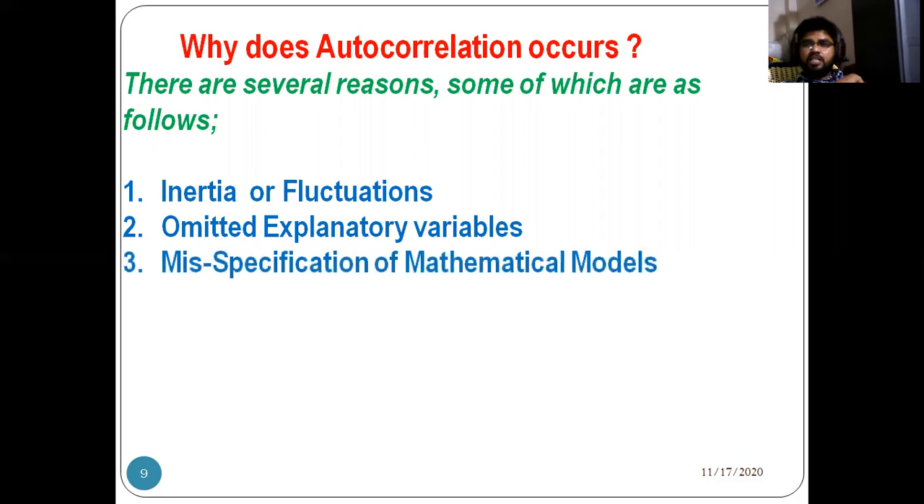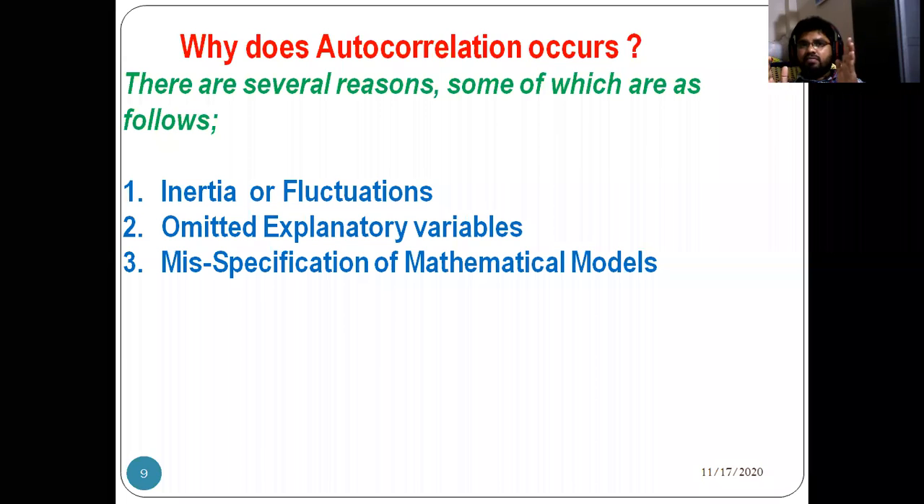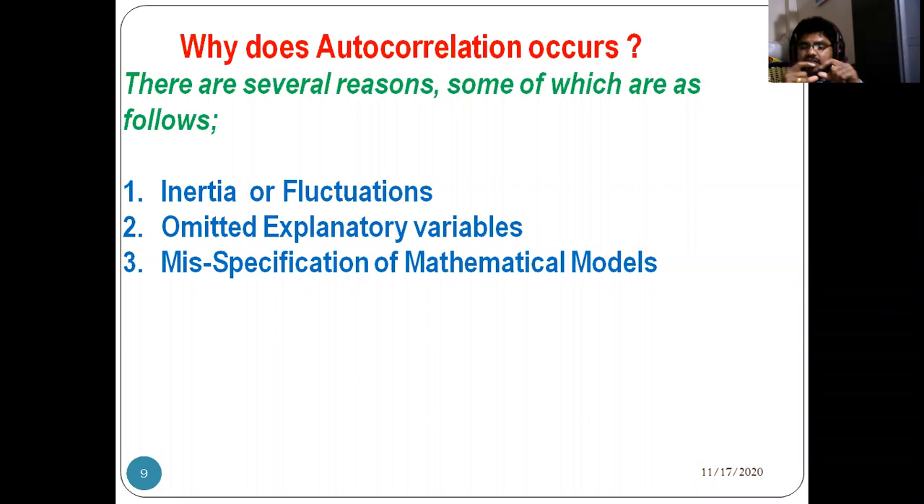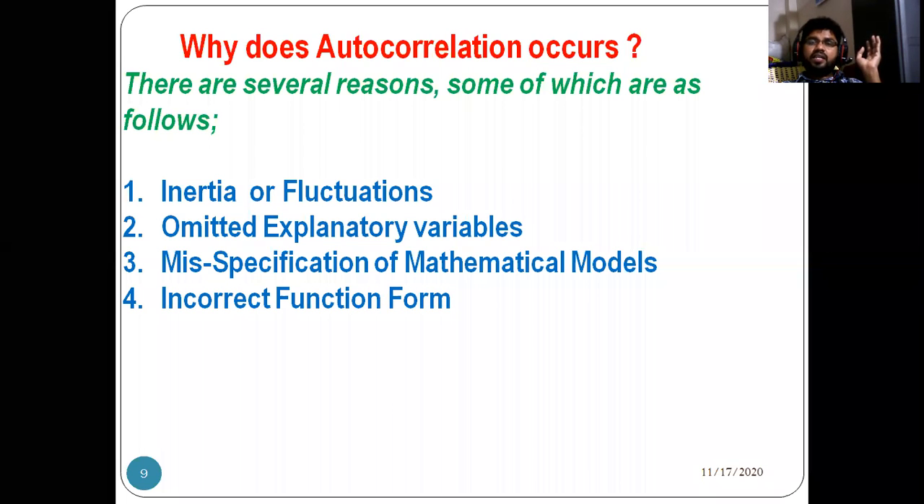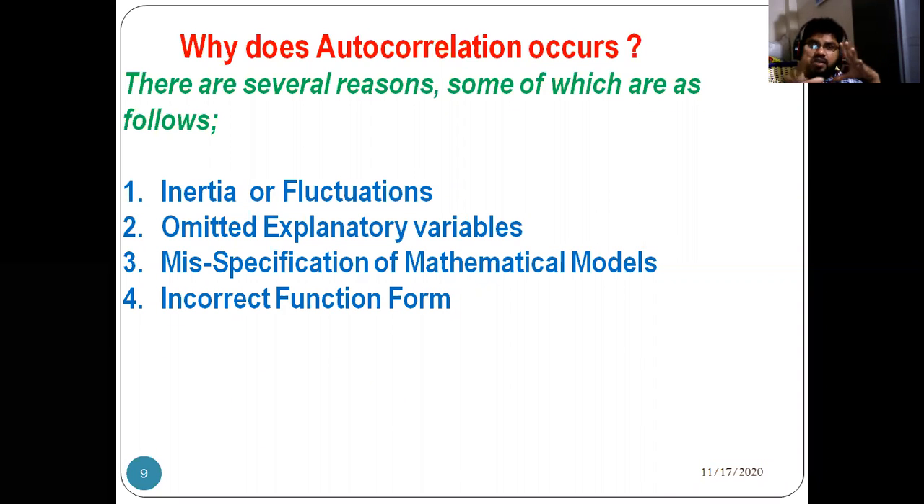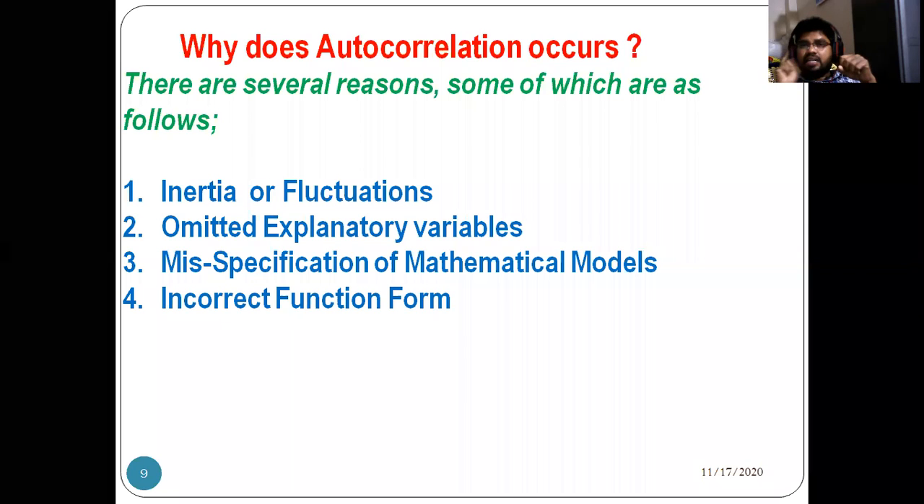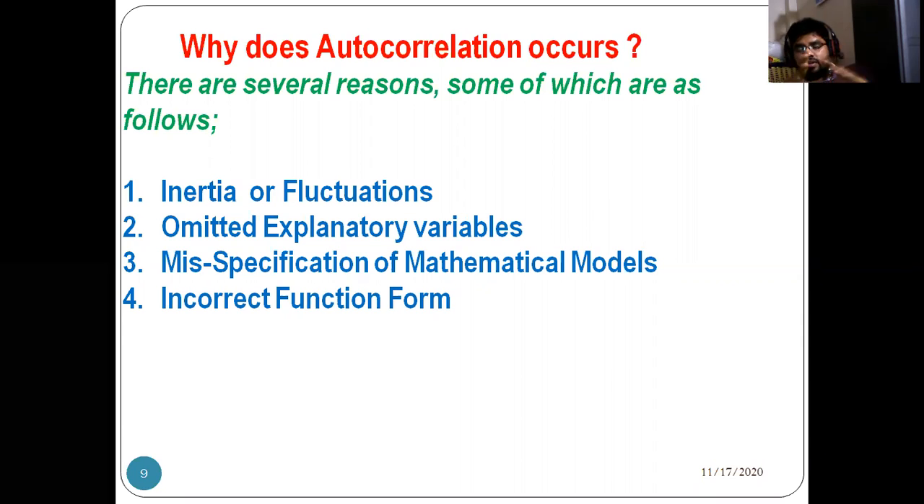Then the third point, misspecification of mathematical model. If you misspecify your model, you will get an autocorrelation problem. When you are using a formula or mathematical model, if it is right, you will get no autocorrelation problem. If the model is not correct, you may get it. Then another one, incorrect functional form. When you are modeling, it should be the correct functional form. If you do an incorrect formation of functions, you will get an autocorrelation problem.